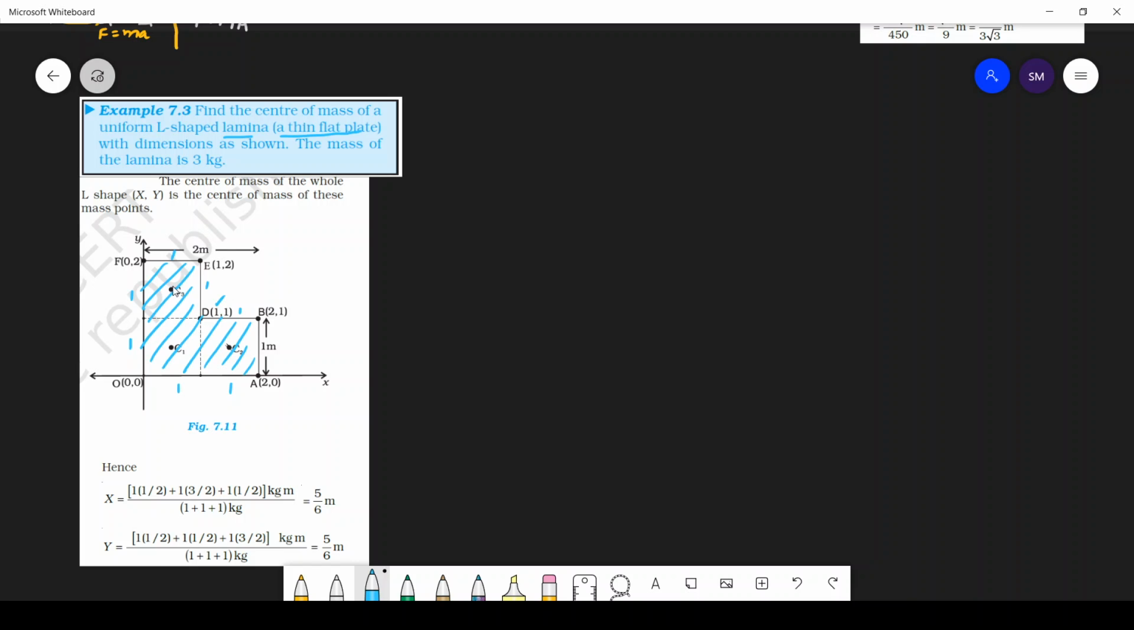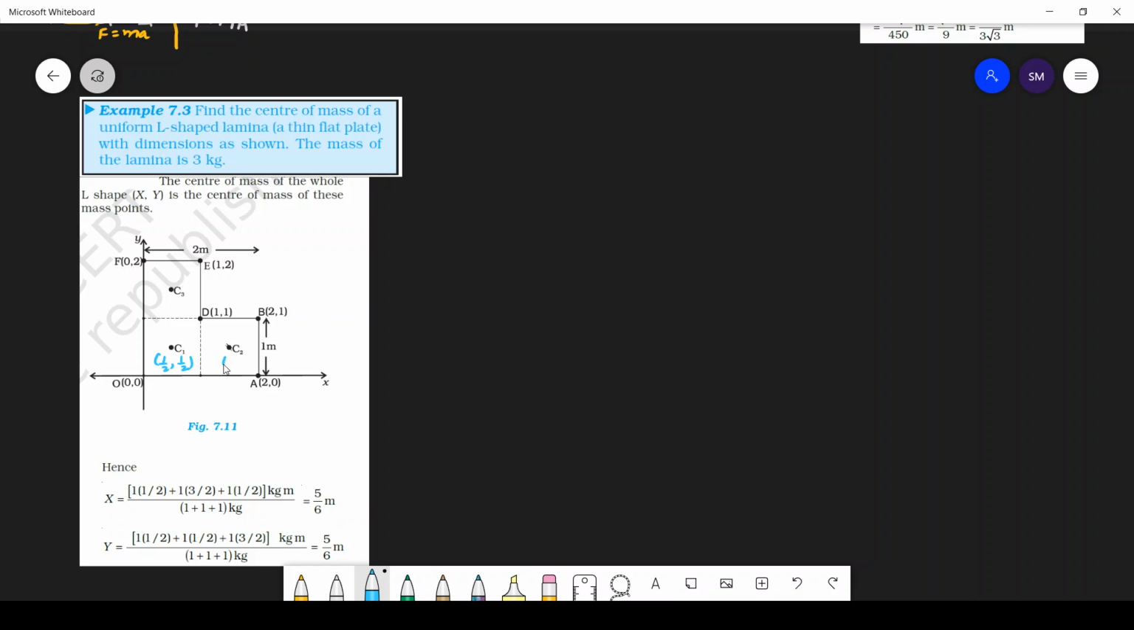So it means we can divide this lamina into 3 squares. So the first square is like this, the first one. So where will be the center of mass of this C1? For this square, by symmetry, the center of mass will exactly lie at the midpoint. So where will be the midpoint? So C1 is 0 plus 1 by 2, that is 1 by 2, and 0 plus 1 by 2 is 1 by 2. So these are the coordinates, 1 by 2 and 1 by 2.